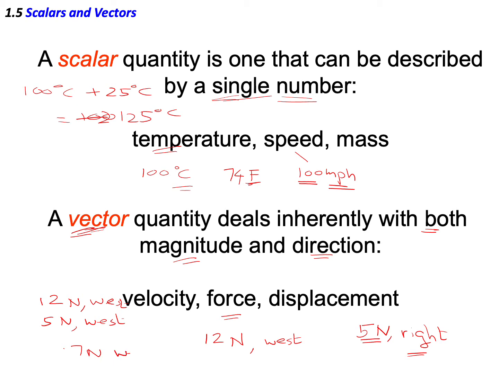17 Newton to west. If this vector is 5 Newton to east, then you still can add because they are in the same line. So this is 7 Newtons to west. If the vectors are in the same line, you still can add, but we're going to learn in the next few sections how you can add two vectors at a certain angle to each other.